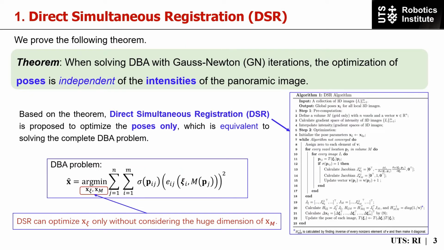Although DBA seems more difficult to solve than traditional multi-image registration problems, since a much higher order state vector is involved, in this paper, we proved that when solving DBA with Gauss-Newton iterations, the optimization of poses is independent of the intensities of the panoramic image. Such an independent property of DBA is very attractive, since it allows us to optimize the poses only, which can greatly help us reduce the dimension of solution space. Based on the theorem, we propose the direct simultaneous registration algorithm.